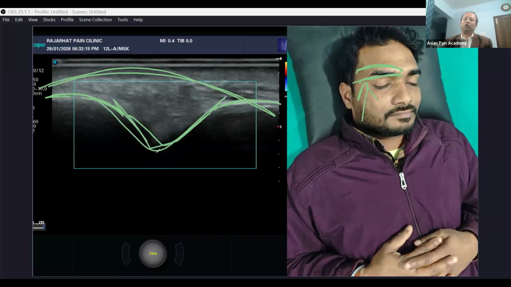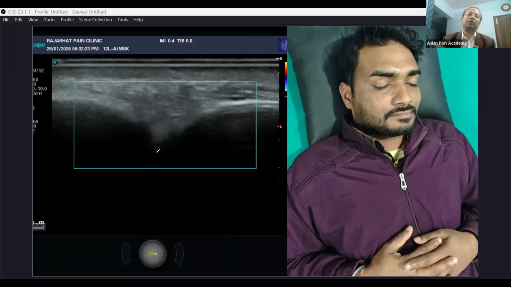So this is the supraorbital foramen, where you can expect to see the vessel, I mean artery, nerve, everything. But of course, the nerve is so small that we cannot see. This is the nerve maybe. So actually, the artery we can see very nicely.